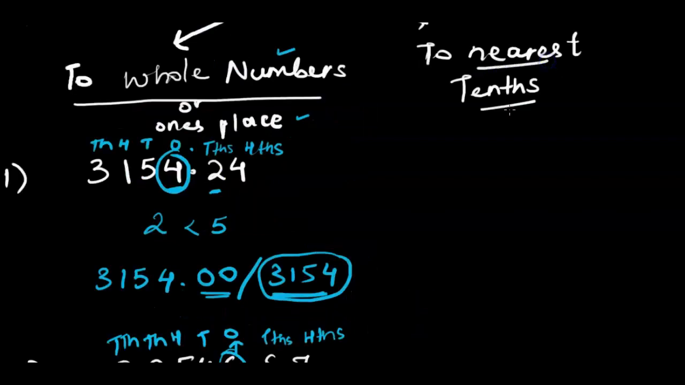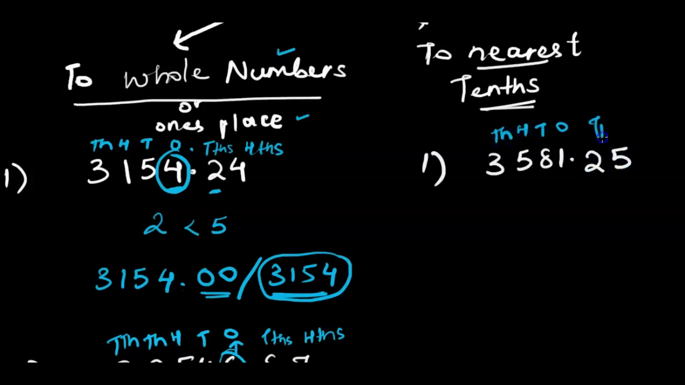Let's learn how to round decimal numbers to the nearest tenth. Let's take up an example. We have 3581.25. We place the place value chart. We have ones, tens, hundreds, thousands. The right side is the tenths place, hundredths place. The question wants us to round to the nearest tenth.